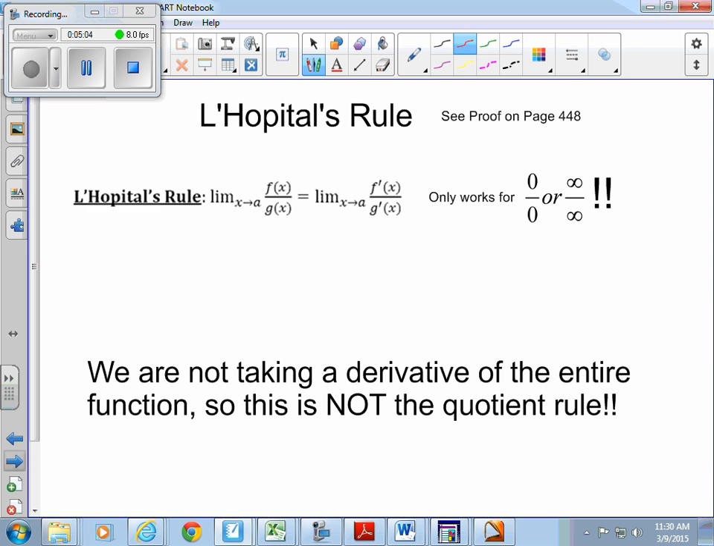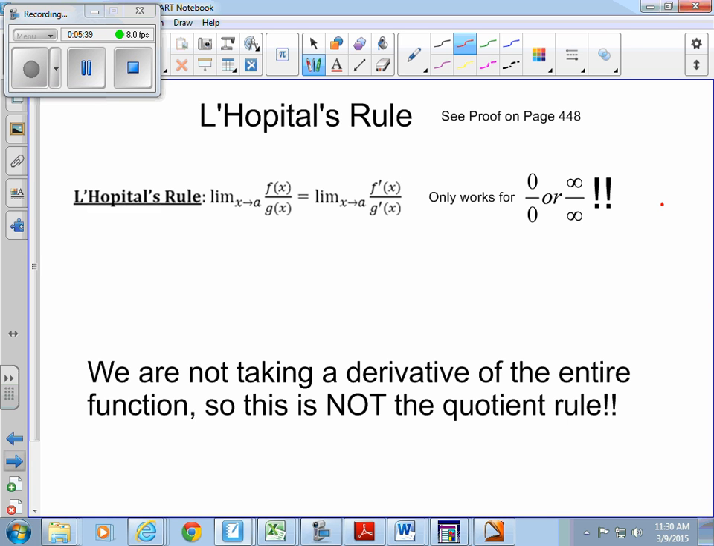L'Hopital's rule says that if you have a limit as x approaches a of two functions divided by each other, f of x divided by g of x, then that equals the limit as x approaches a of the two derivatives, f prime of x divided by g prime of x. This only works if you have a 0 over 0 limit or an infinity over infinity limit. And those are the ones we need help with anyway, right? For the most part. So if we can get it in this format, either 0 over 0 or infinity over infinity, we can take the derivative of the top and the derivative of the bottom and then try to take the limit again.